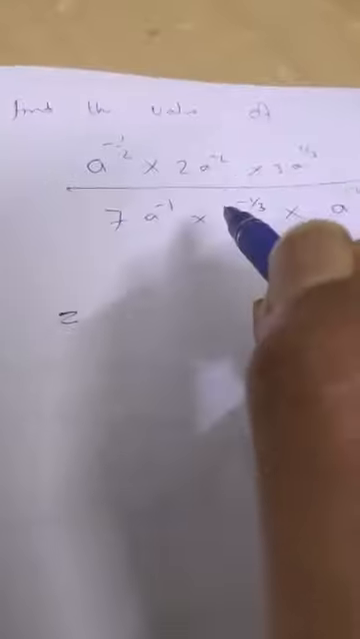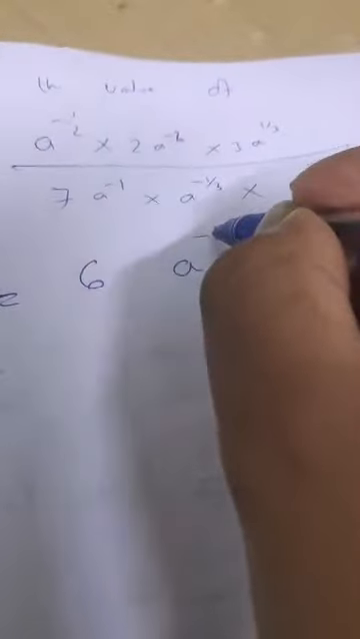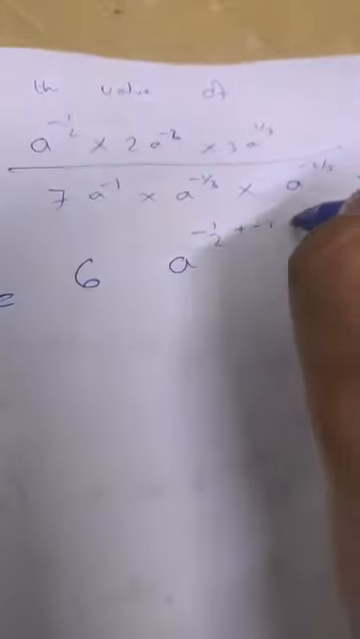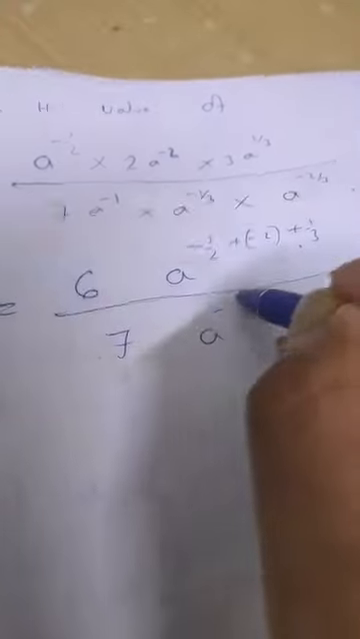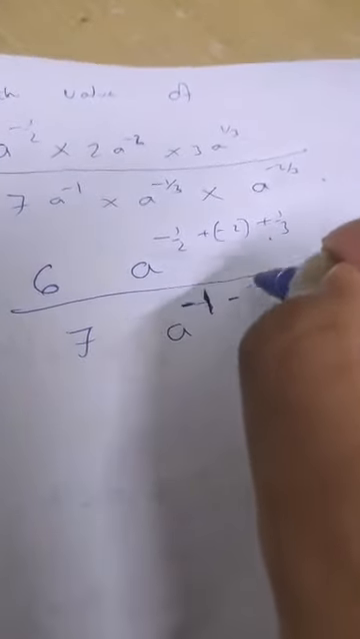Now all bases are a. First you see the numbers. Numbers are 2 and 3, so 3 into 2 is 6. For a, the powers are minus half, minus 2, plus 1 by 3. Base same, power added. In the denominator also base same, power added: minus 1, minus 1 by 3, minus 2 by 3.